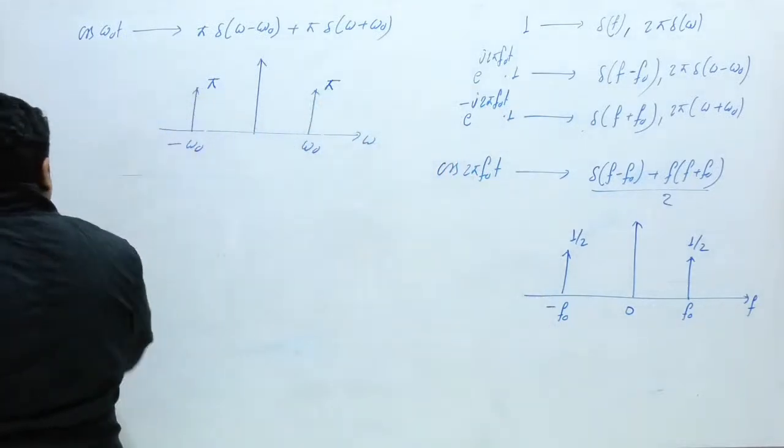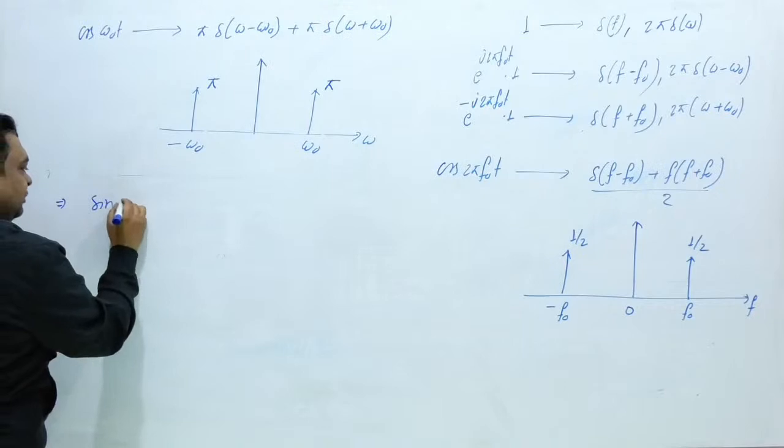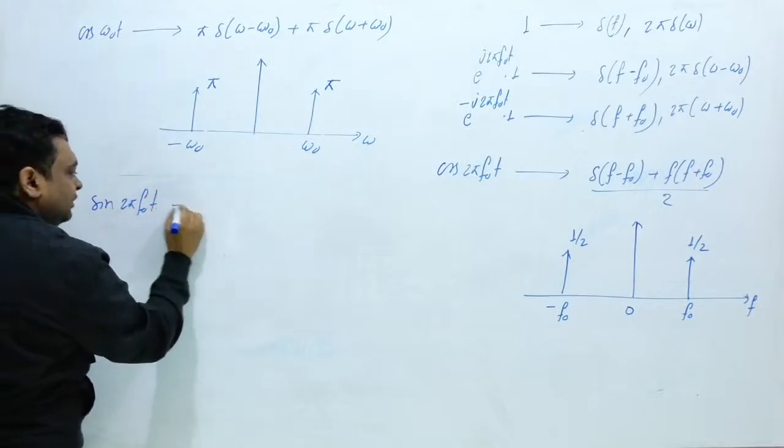Now, what will be the Fourier transform of sin 2 pi f 0 t? So can I write directly?